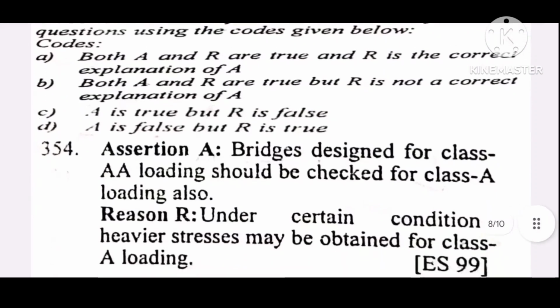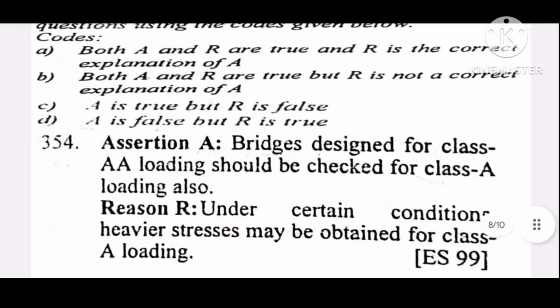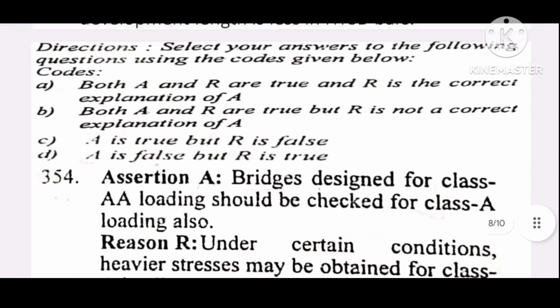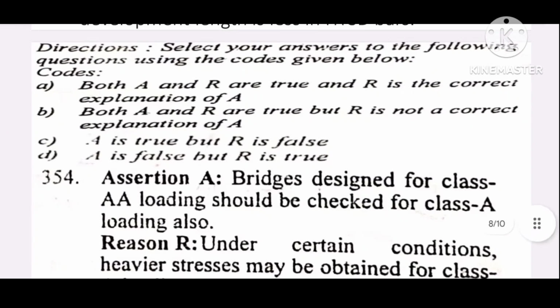So next we are moving to the next question. Assertion is given as bridges designed for class AA loading should be checked for class A loading also. Reason: under certain conditions, heavier stresses may be obtained for class A loading. So the four statements: both A and R true and R is the correct explanation of A. Second option, both A and R are true but R is not the correct explanation of A. Third option, A is true but R is false. And then fourth option, A is false but R is true.